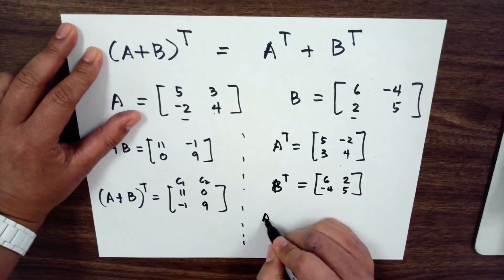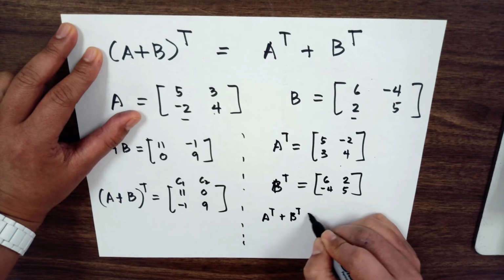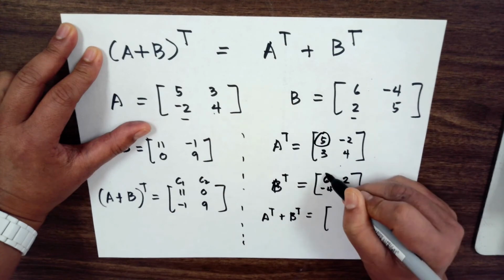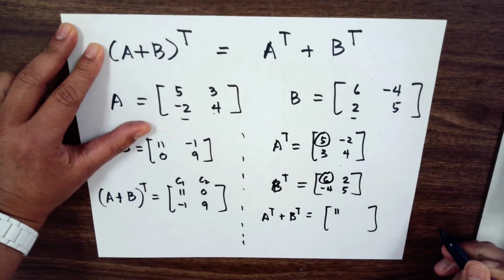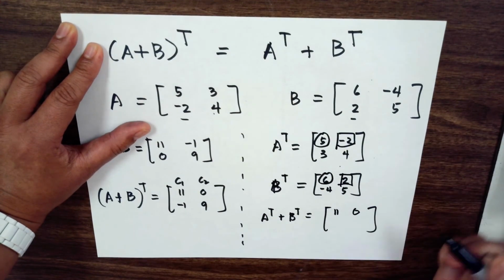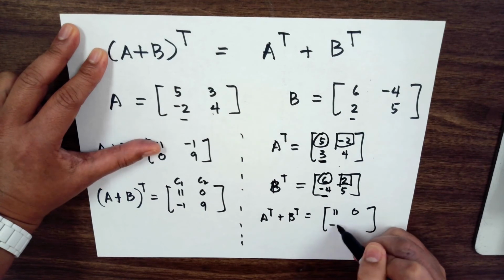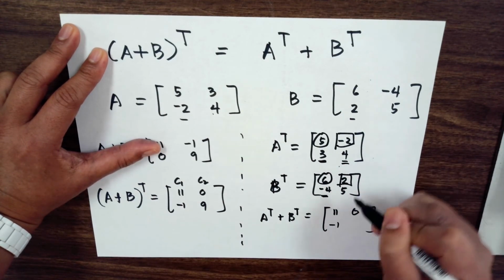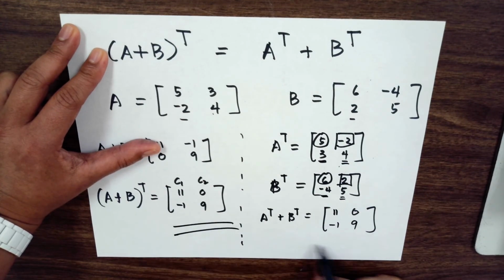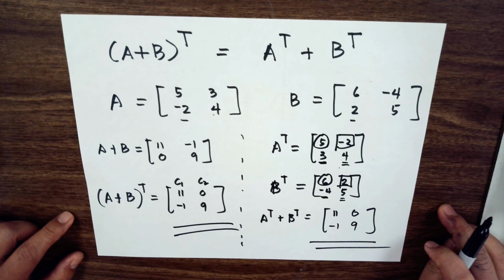Okay, so to do that, we will take the sum of the corresponding elements. So you have 5 plus 6 is 11. Alright, negative 2 plus 2 is 0. 3 plus negative 4 is negative 1. And 4 plus 5 is 9. So as you can see, the elements of the two transposes are the same. And that's it.